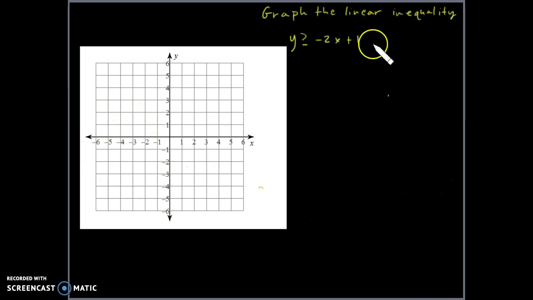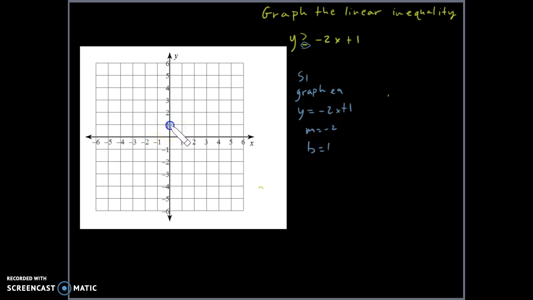Graph the inequality y is greater than or equal to negative 2x plus 1. So the first thing I'm going to do, my first step, is to graph this like an equation. If this was an equation, it would be y equals negative 2x plus 1. Our slope here would be negative 2, and our y-intercept would be 1.